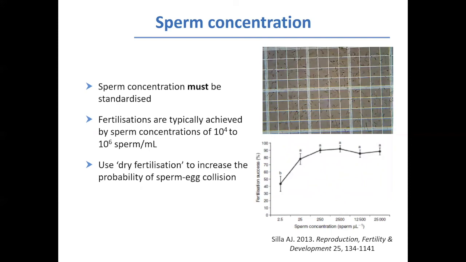Sperm concentration. Ensuring that the concentration of sperm applied to each subclutch is standardized is of paramount importance because of the relationship between sperm concentration and fertilization success. Typically, fertilizations are achieved by sperm concentrations ranging from 10 to the 4 to 10 to the 6 sperm per mL, with terrestrial and foam nesting species generally exhibiting lower optimal sperm concentrations compared with aquatically breeding species. A fertilization curve like the one pictured here should be established through preliminary experiments in order to determine the sperm concentration required to reach an optimal rate of fertilization for your species.